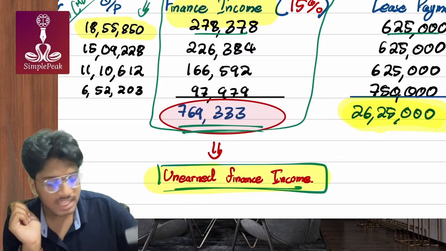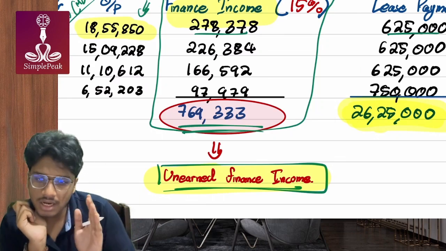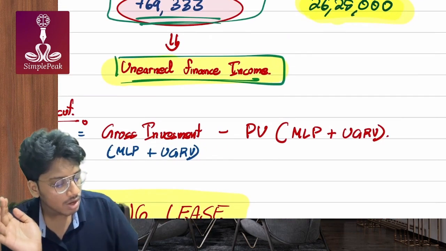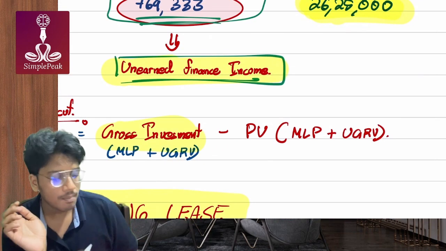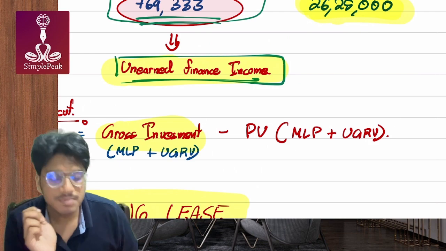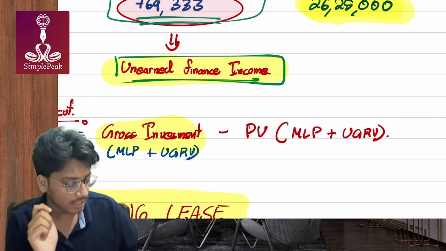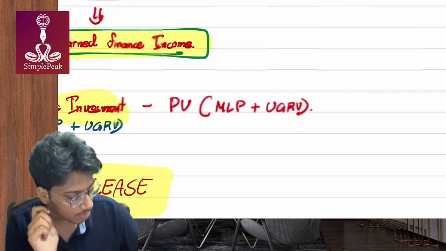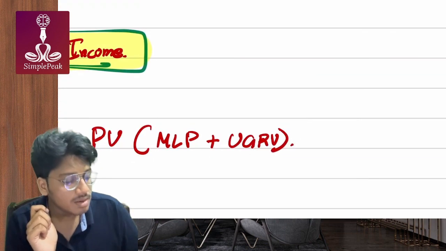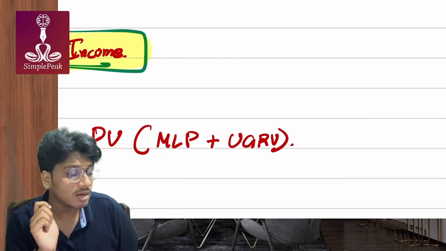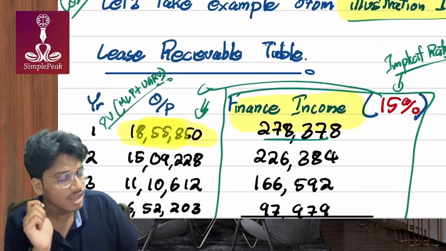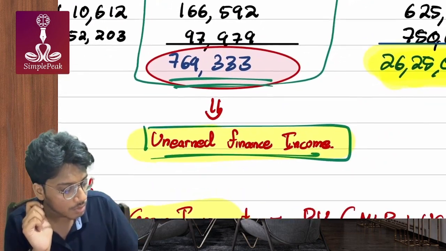So there is a shortcut to solve that. Even the ICAI uses this shortcut. It will save your time. Gross investment, that is minimum lease payment plus UGRV. In our case, it is 26,25,000. That will be the value. Minus present value of minimum lease payment plus UGRV, that is 18 lakh 55,850. When you take the difference, you will get almost the same answer.